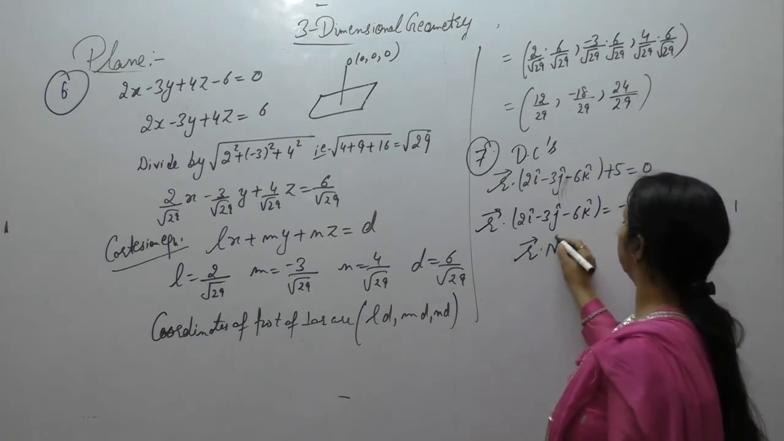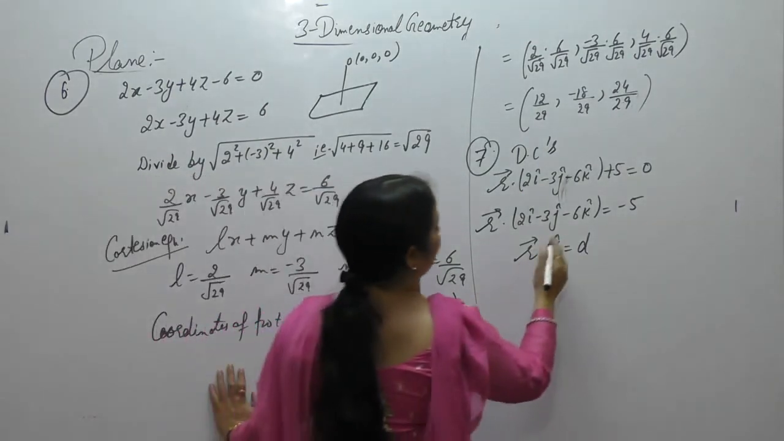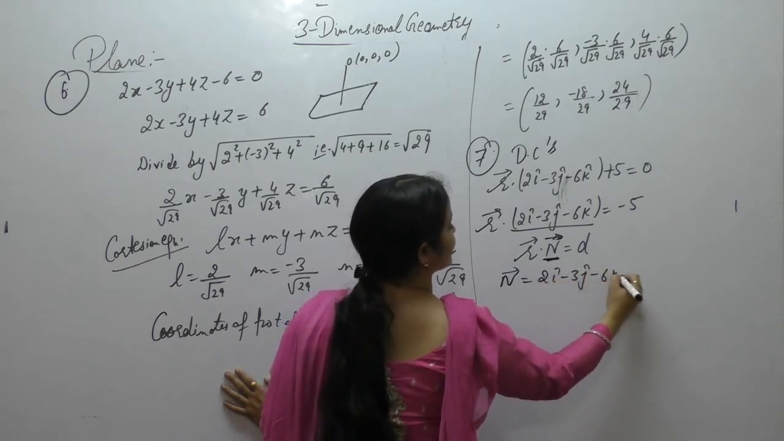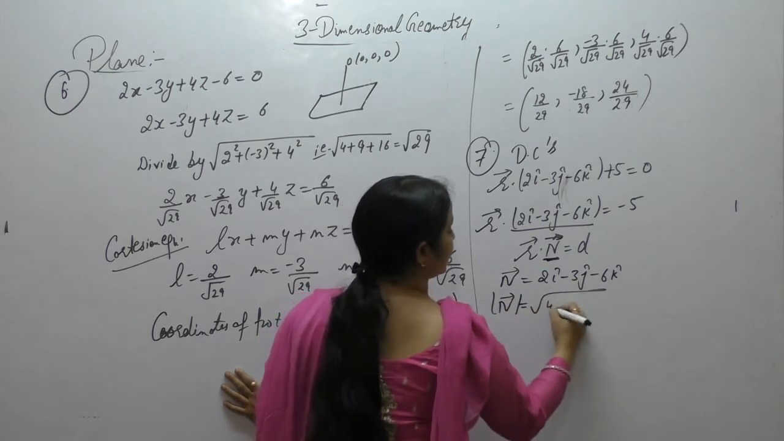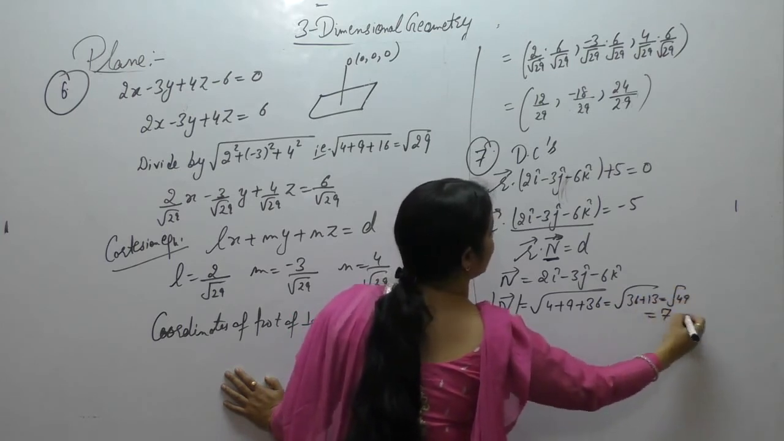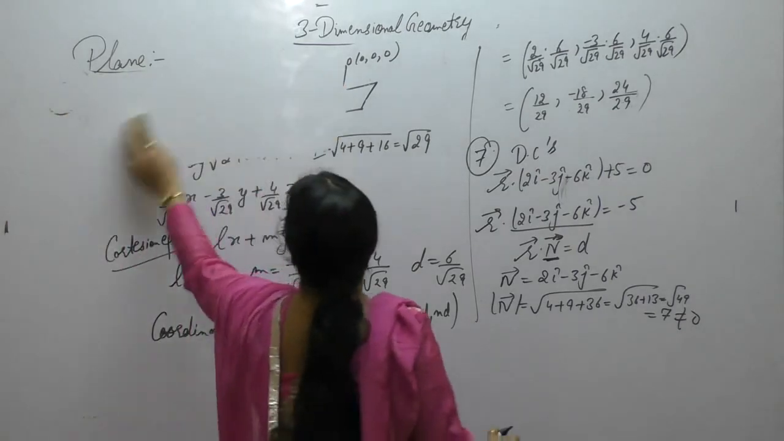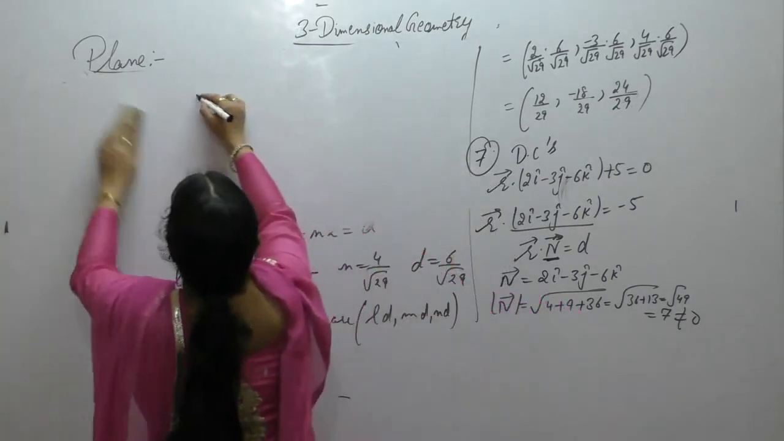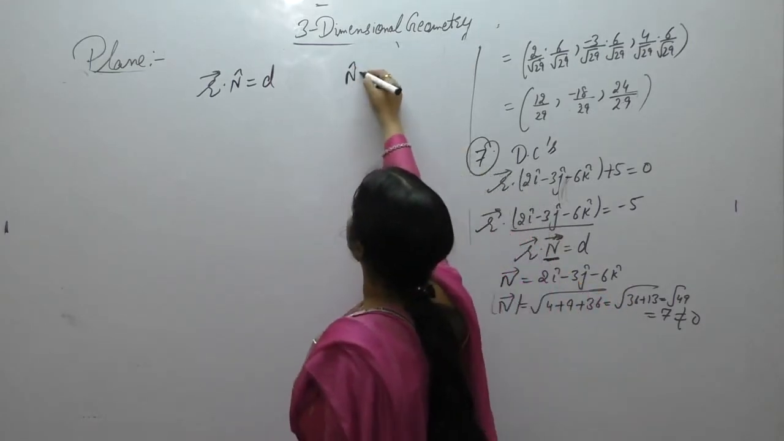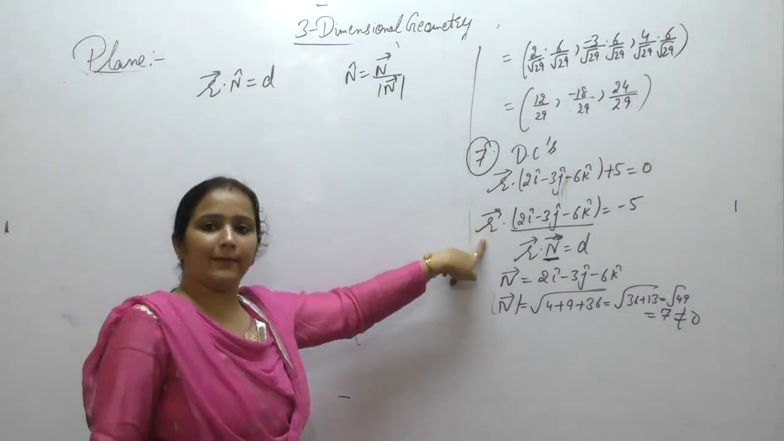So R dot n cap equals d. This is the general equation of the normal form. So here R dot n vector, n vector is 2i minus 3j minus 6k. Magnitude of n vector is square root of 2 square plus 3 square plus 6 square, square root of 49, 7. So this is not a unit vector. So we have to divide this equation by magnitude of n vector.